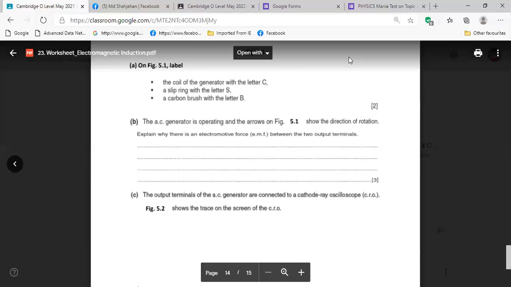Sir, how many marks will I get, and what should have been the key points in the mark scheme? The key points are here. Magnetic field lines are cut by the coil, which produces induced EMF. Sir, so I should have also mentioned the magnetic field lines.